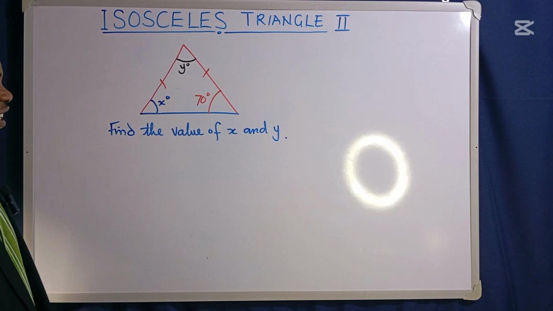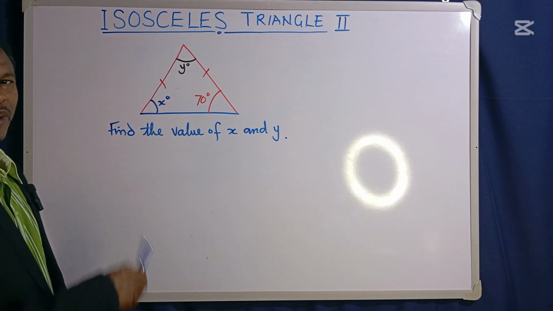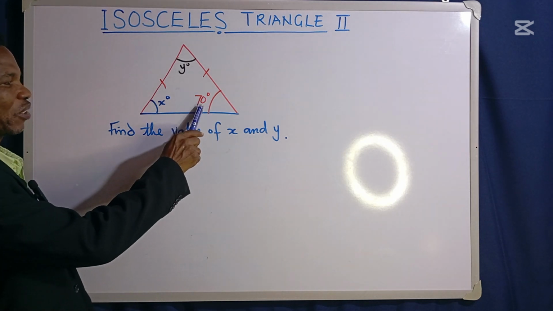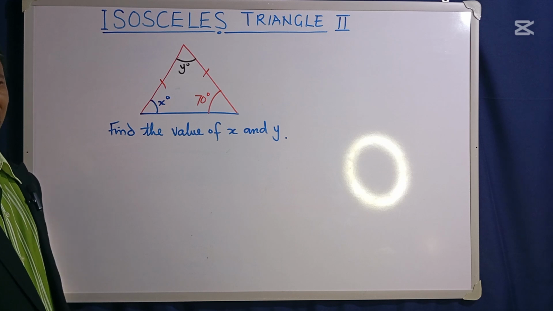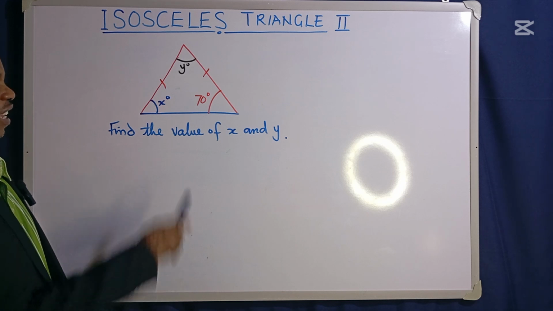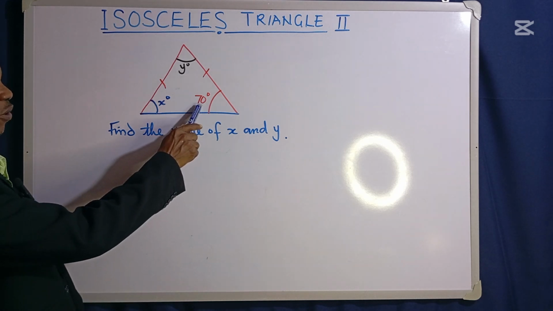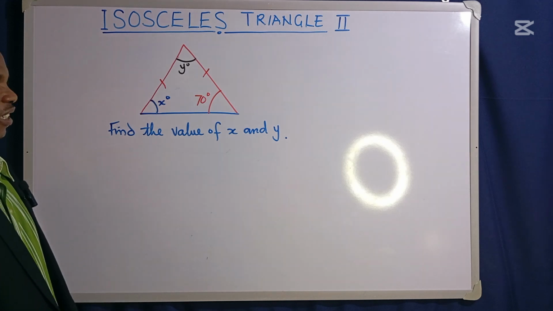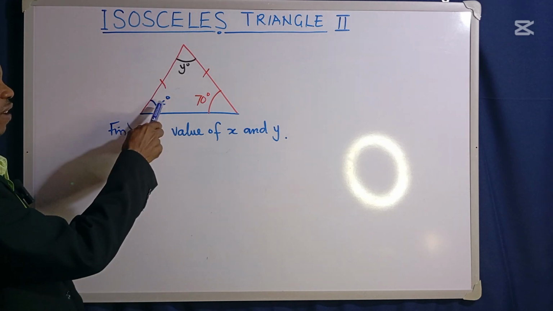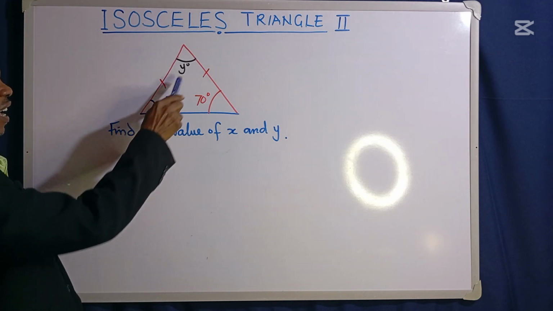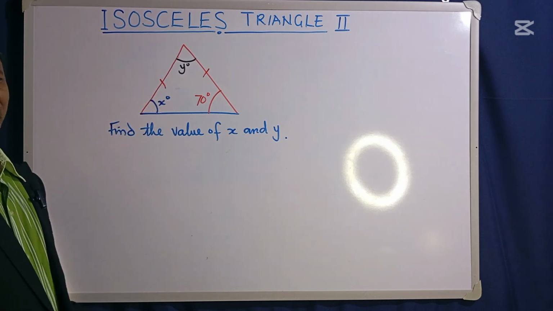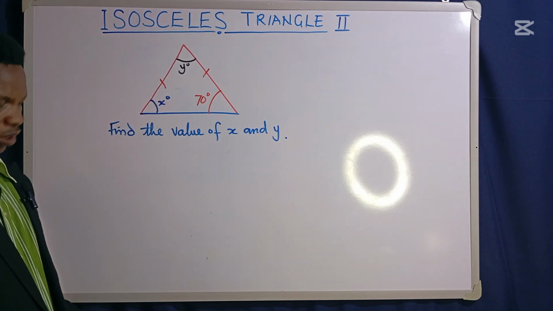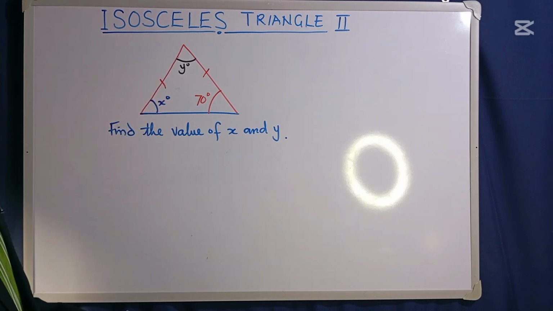In this lesson 2, we are going to look at where you are given the base angle of the isosceles triangle. So now in this question, we are given the base angle in red as 70 degrees. We expect you to find the second angle here, x, and then this vertical angle at the top. So how do you get that?